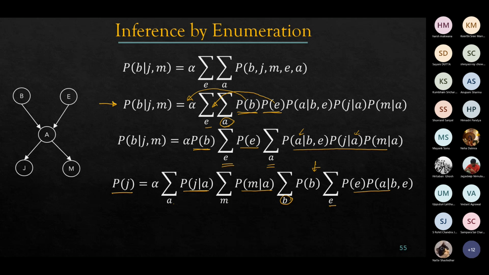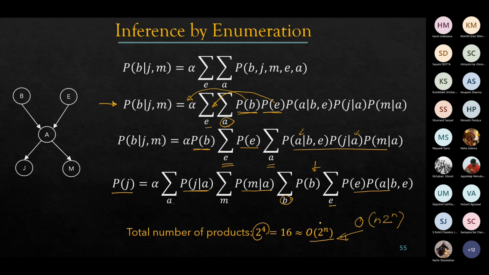So the point that I'm trying to make here is that you can look at the factors and shuffle them in a certain way so that you can avoid some multiplications which are not really necessary, right? And if you have a closer look at it, you can see you will have only 2 to the power 4 products, which is in the order of 2 to the power n. So earlier we had order of n multiplied by 2 to the power n. We have done a bit better, but not really that much better. So still we have this 2 to the power n, right?